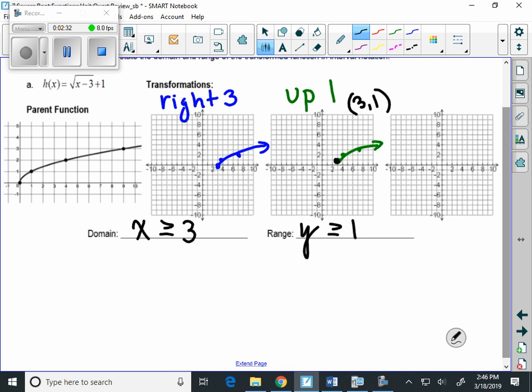Now, it says to write in interval notation. So what's happening is we're going to start at 3. We're going to keep going up. So it's going to be 3 to infinity. And it's the same idea here. We start at 1 and we keep going up. So it's going to be 1 to infinity. So it's 3, and I think I misspoke, but it's 3 and it keeps going to the right forever and ever. And then 1 and it keeps going up forever and ever.